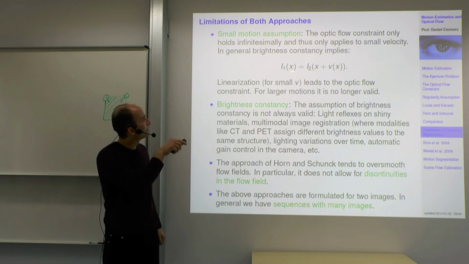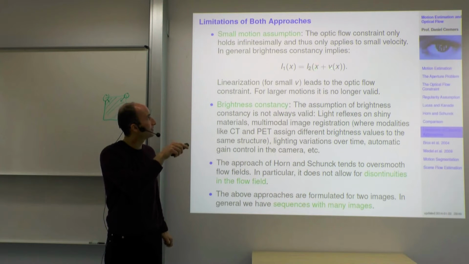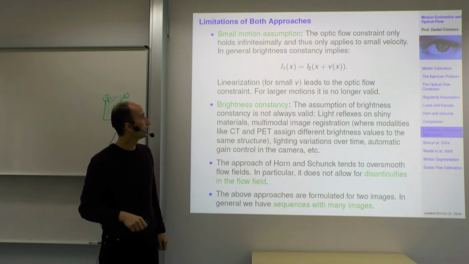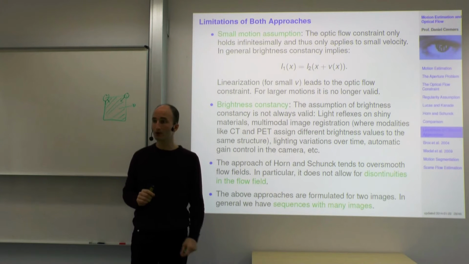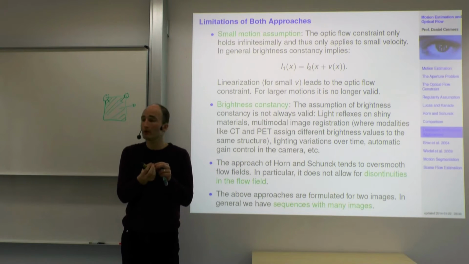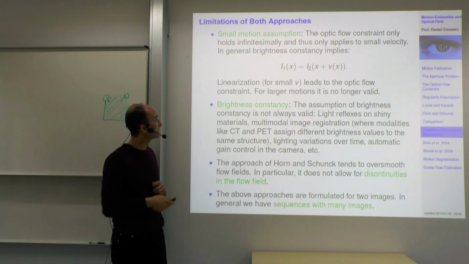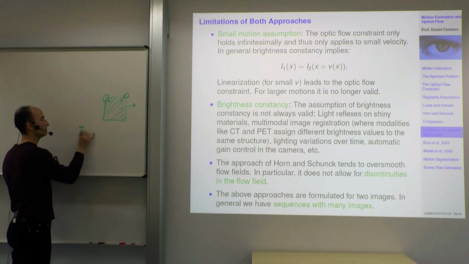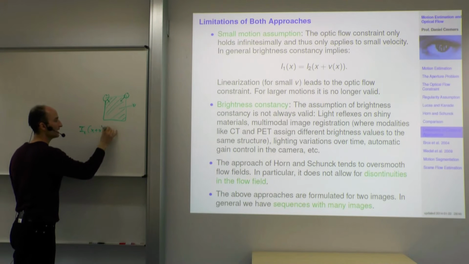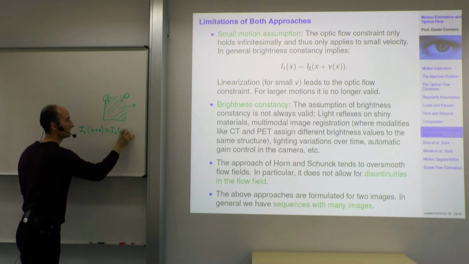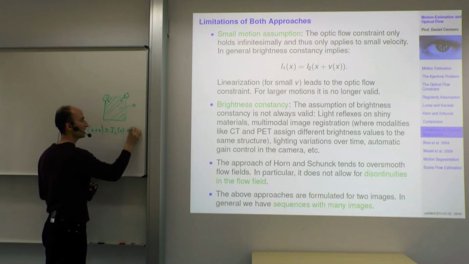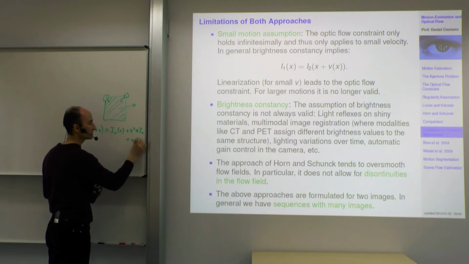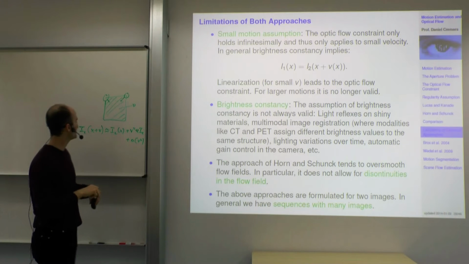Strictly speaking, we want to enforce that the brightness of the first image at x should be the same as the brightness of the second image at x plus v of x. If we assume this velocity is small, so we assume that structures did not move too much from one time to the next, then we can do a Taylor expansion here, which means we take I2 of x plus v and approximate it as I2 of x plus the displacement v transposed the gradient of I2, plus expressions of order v squared. So that would be the Taylor expansion.